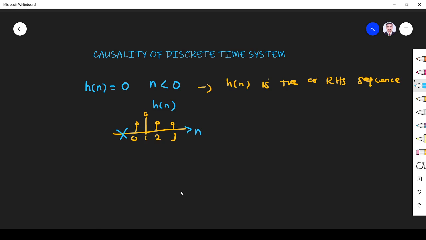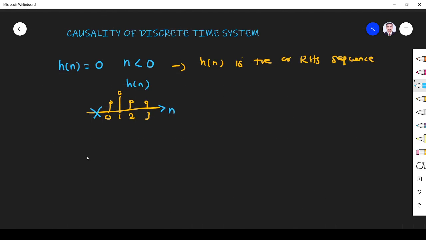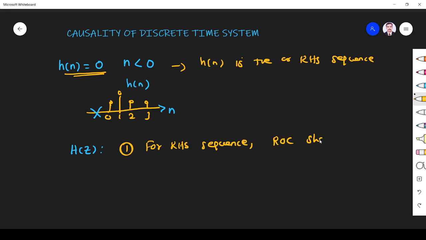Now we are going to define causality with respect to system function or transfer function h of z. So in order to define this, we have to know something about causality with respect to h of n. Since h of n is a right hand side sequence, we know from the transform properties that for a right hand side sequence, ROC should be exterior of the circle. This we know already.